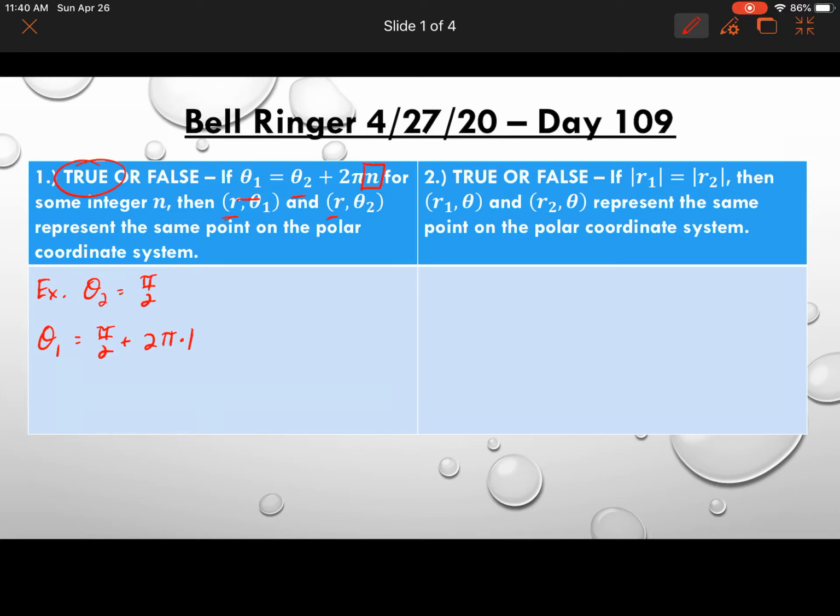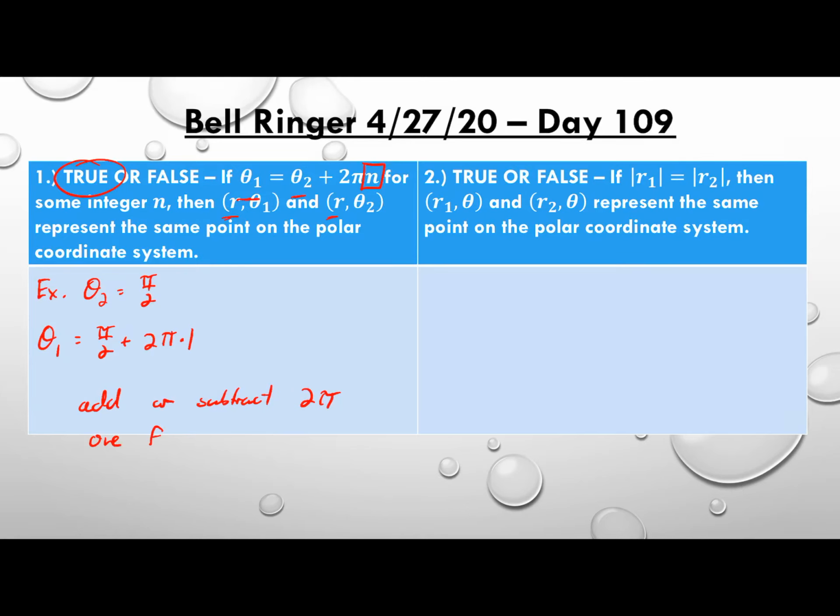So if we add or subtract 2 pi, that means we're doing one full revolution around the unit circle. One full revolution around the unit circle, or around a circle in general. Doesn't have to be a unit circle. But remember, if you do one full go around the circle, if that's your point, you end up in the exact same spot. Okay, you end up in the exact same spot.